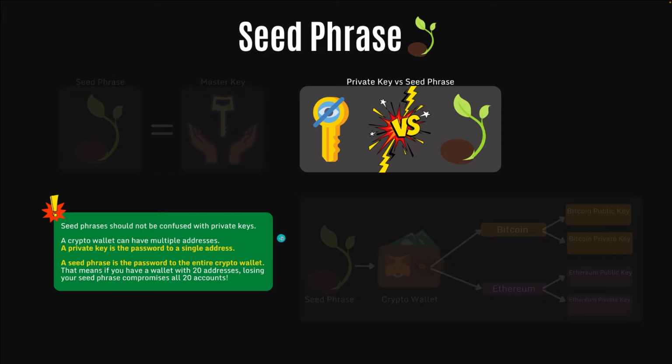So crypto wallets can have many different crypto addresses within them, and each address has a pair of a public key and a private key. So this is how it actually works.